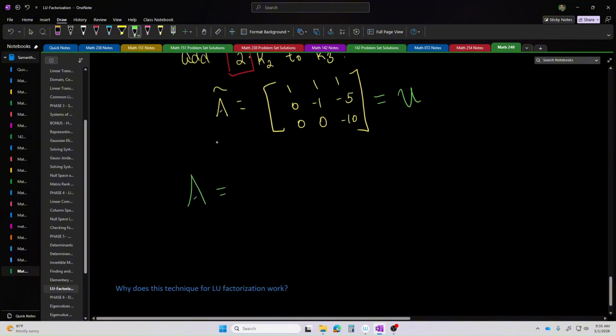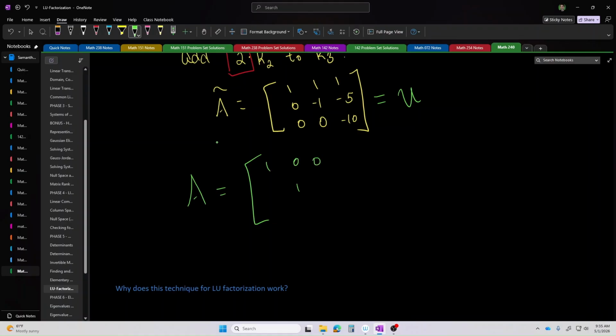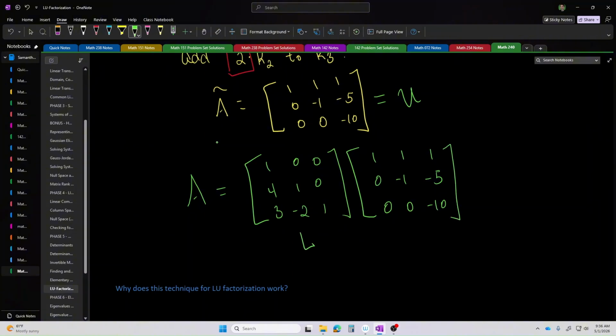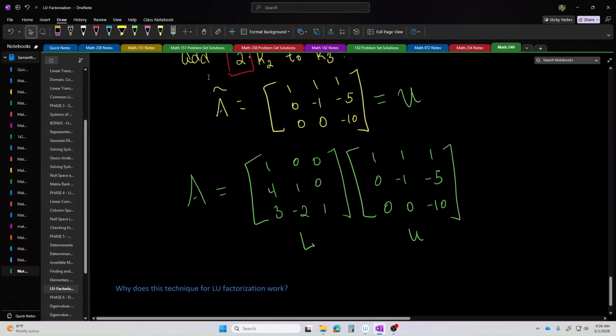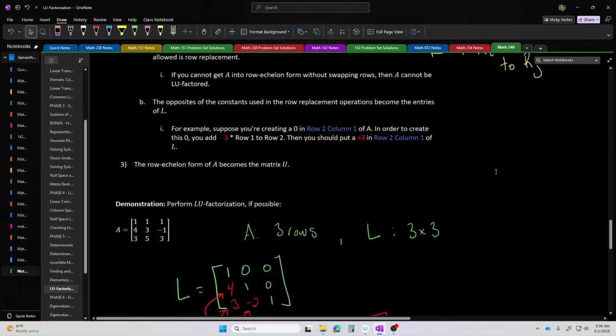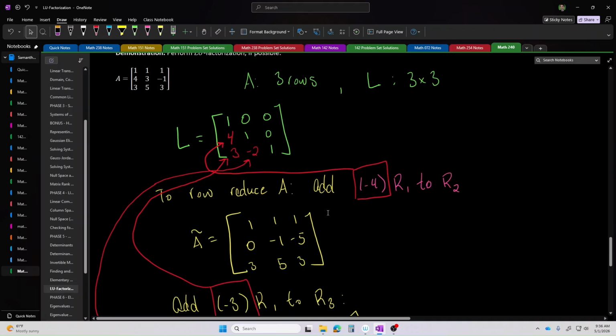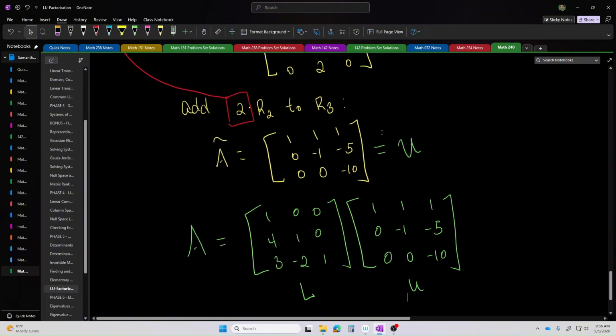So A is equal to the lower triangular matrix L that we found was 4, 3, -2 in the bottom left corner. And the matrix U is this 1, 1, 1, 0, -1, -5, and 0, 0, -10. This is the LU factorization of the matrix A. To do it, row reduce the matrix A while keeping track of the scalars that you use in the row replacement operations. Those scalars fill in the blanks of the lower triangular matrix, and then the result of the row reduction is the upper triangular matrix in the factored form.